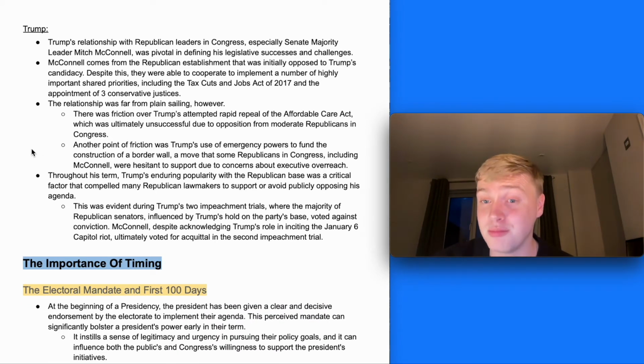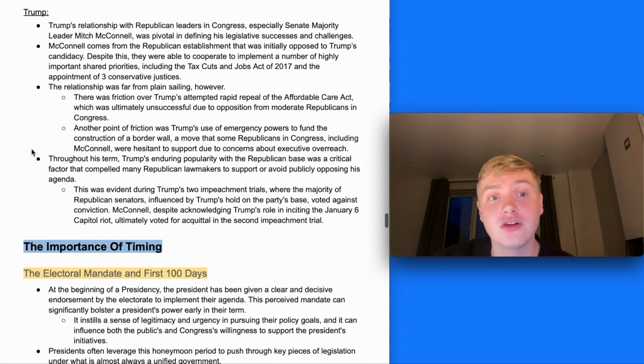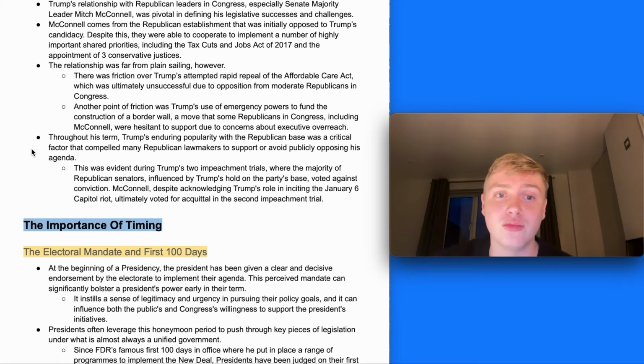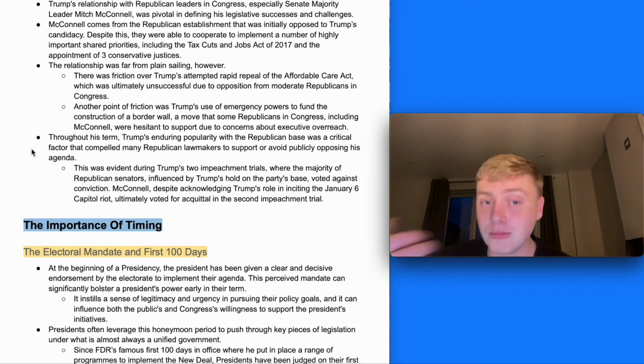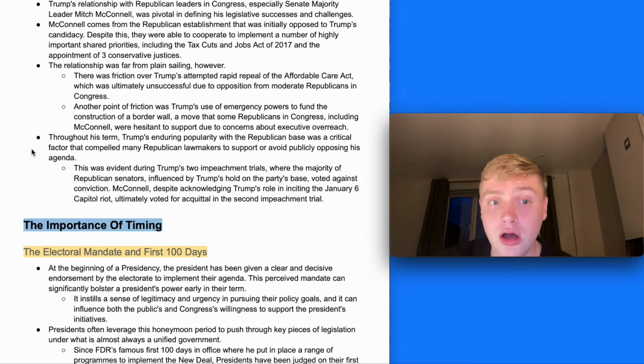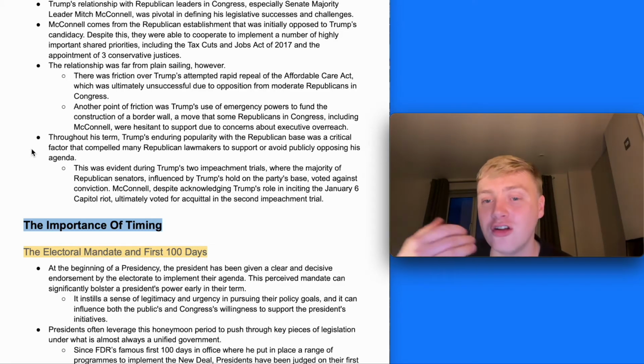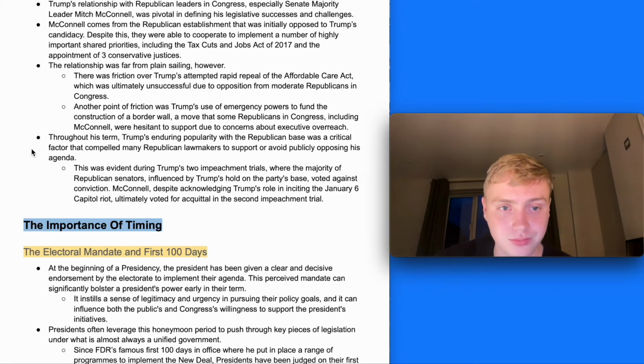The relationship was far from plain sailing, though. There was friction over Trump's attempted repeal of the Affordable Care Act, which was ultimately unsuccessful due to opposition from moderate Republicans in Congress. Another point of friction was Trump's use of emergency powers to fund the construction of a border wall, a move that some Republicans in Congress, including McConnell, were hesitant to support due to concerns about executive overreach.